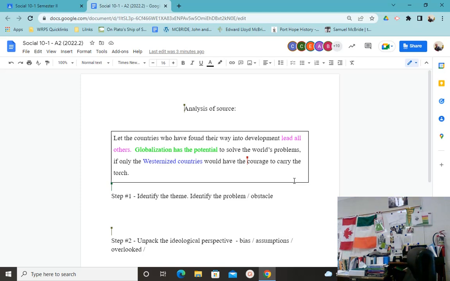So let the countries who have found their way to development lead all others. Globalization has potential to solve the world's problems if only the westernized countries would have the courage to carry the torch. Although, every one of us should be able to agree about one thing that source is claiming is true. Now, we might not agree about everything that means, but we'll agree that that part is true. Now, how we unpack that, we might disagree. But what is something within that source everybody agrees?